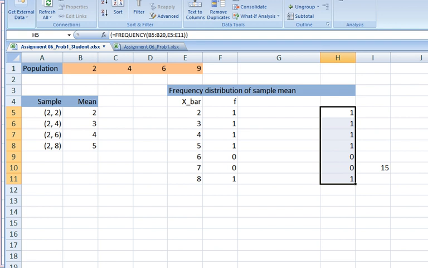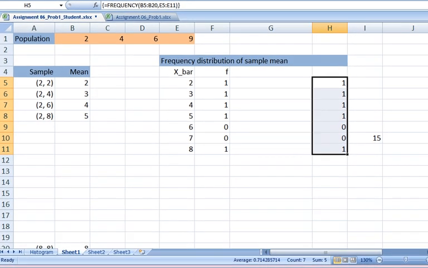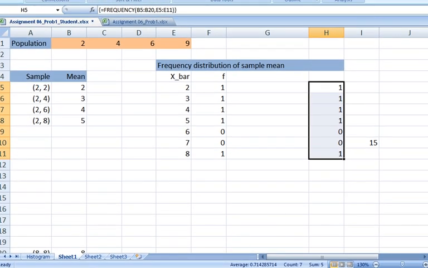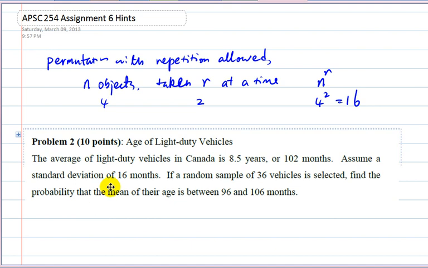I want you to practice this. It's a good exercise. So that's the first question. Let's take a look at the second question.